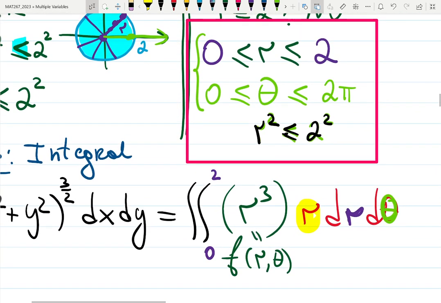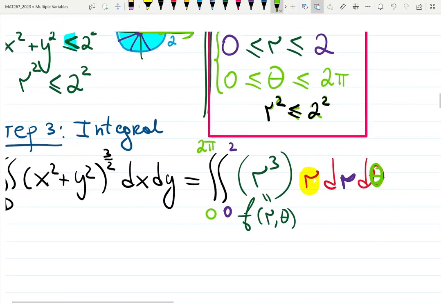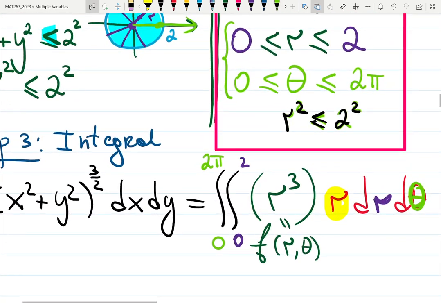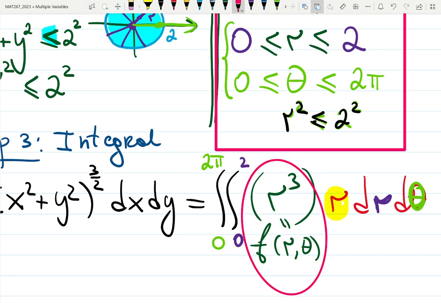I'm putting it here in green, 0 to 2 pi. The conversion is completed. And then we're going to actually integrate. Let's see again. Integral from 0 to 2 pi. Integral from 0 to 2. R cubed was our function. They just gave it to us. Don't be bothered. They usually give you that. So your job is just to carefully convert it.